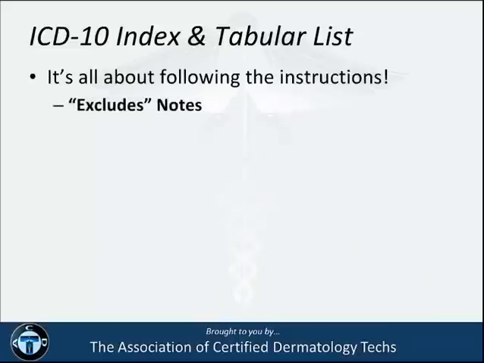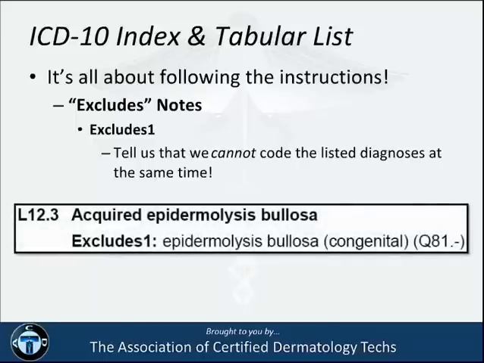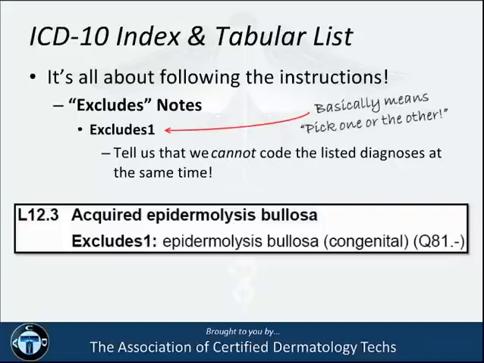There are two types, and there's really nothing intuitive about how they're named. The so-called Excludes 1 notes are there to tell us that we cannot code the listed diagnoses at the same time. For example, let's say a patient is diagnosed with acquired epidermolysis bullosa, or EB. Well, patients either have acquired EB or they have congenital EB, but not both. So under acquired epidermolysis bullosa, the Excludes 1 note essentially reminds us that we cannot use the congenital EB diagnosis at the same time. In other words, pick one or the other.